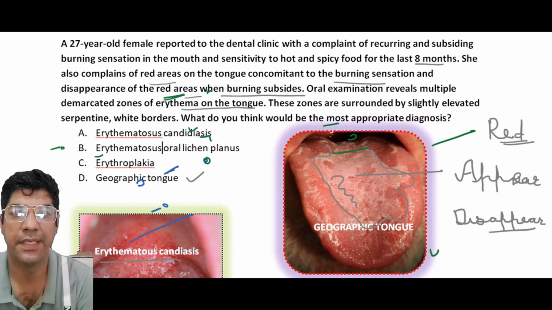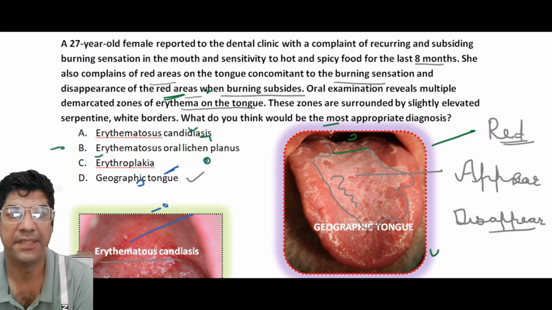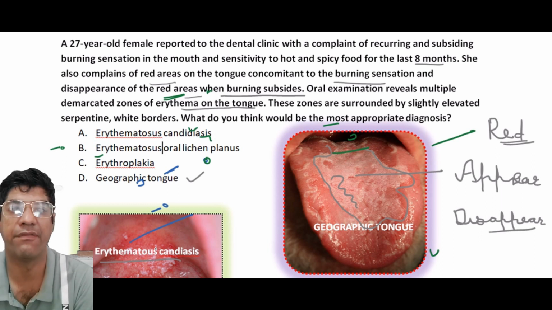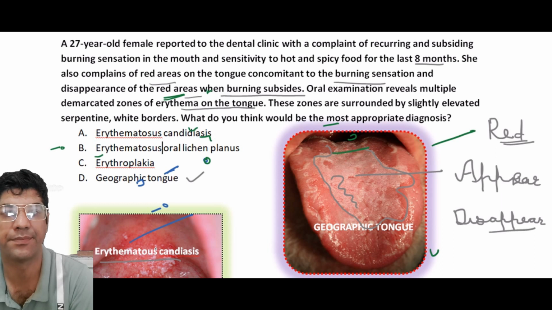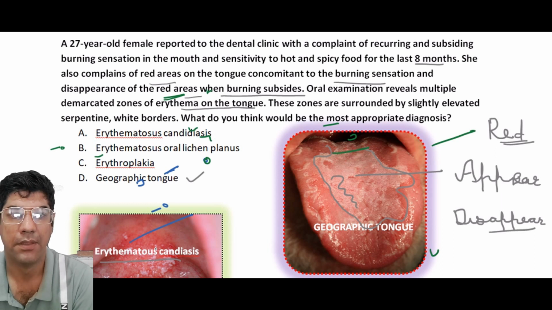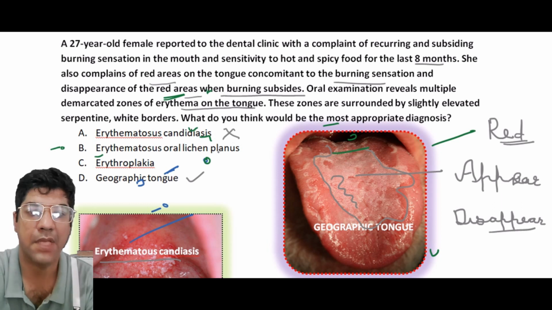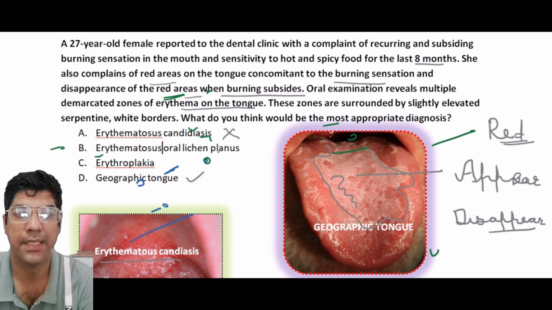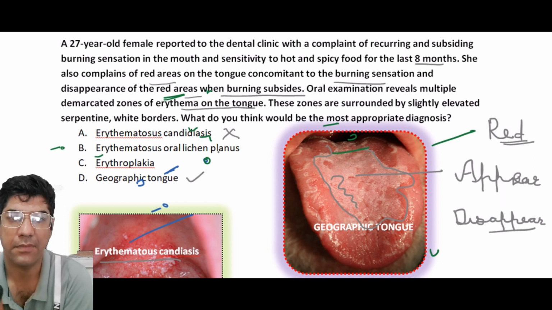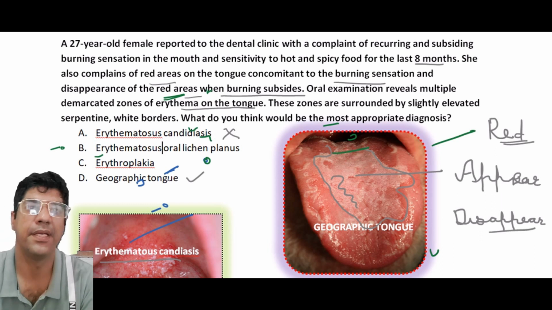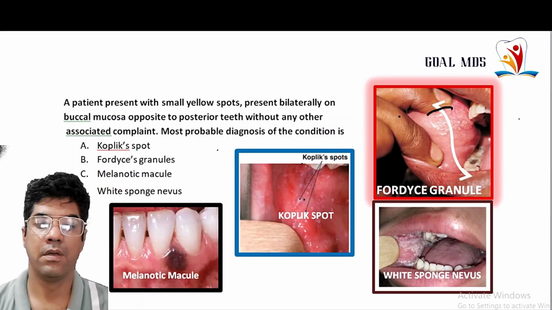Erythematous candidiasis is a fungal infection that presents as a red erythematous area on the palate. It lacks the characteristic white, slightly red serpentine border. So it cannot be your answer. Erythroplakia is a red patch that is potentially a pre-malignant lesion. So your answer here will be geographic tongue.